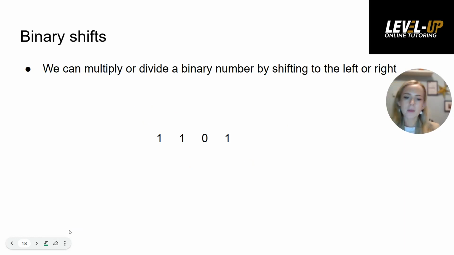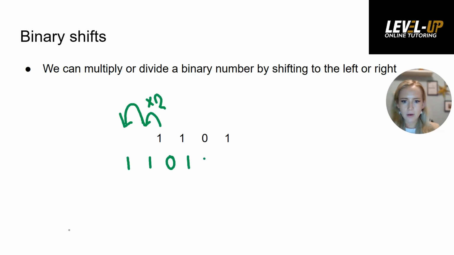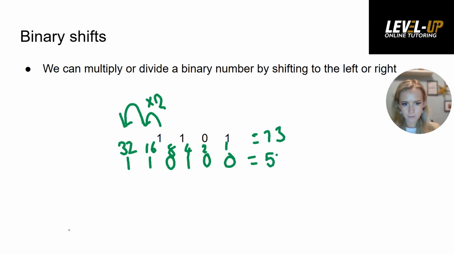Okay, let's try 2 jumps. So 1 jump was times by 2. Let's try 2 jumps. So I'm just going to move them 2 places, 0, 1, and then I've got 0, 0. Okay, so we know the first value was 13. Okay, what does this add up to? Okay, so we've gone from 13 to 52. Well, actually, you will see this is times by 4, and you might be noticing a pattern here. Another jump would be timesing by 8, so on and so forth.